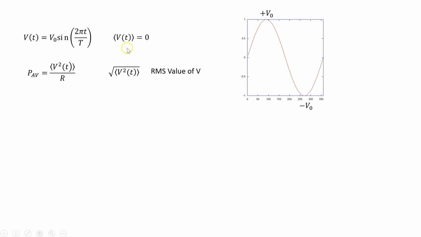However, the average of the square of the voltage is very useful. Why is that? Well, that's because the power dissipated in a resistive component is V squared over R, so the average power over a cycle for an alternating waveform is V squared of t averaged over a cycle divided by R. So we're interested in the average of the square of the voltage, or to return to voltage-related quantities more simply, the square root of the average of the square of the voltage, i.e. the root mean square value of V.